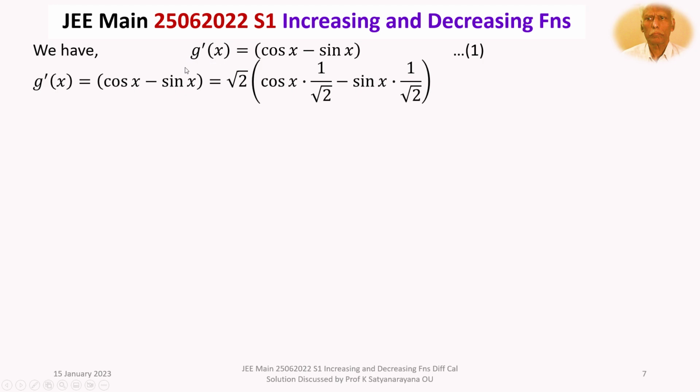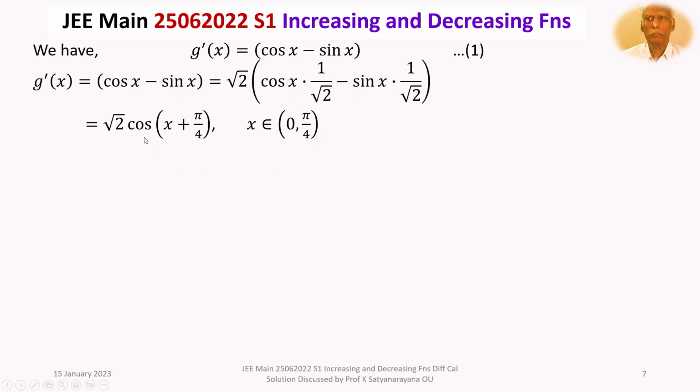Now, cos x minus sin x, we multiply by root 2 and divide by root 2. That is root 2 multiplied by cos x into 1 by root 2 minus sin x into 1 by root 2. So this is cos x cos pi by 4 minus sin x sin pi by 4, which is equal to cos of x plus pi by 4. So g prime x is root 2 into cos of x plus pi by 4. And this g prime x, the increasing, decreasing nature, we have to discuss in the interval 0 to pi by 4. Therefore, I will take x belongs to 0 to pi by 4.